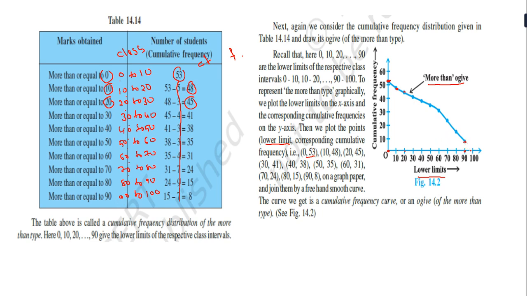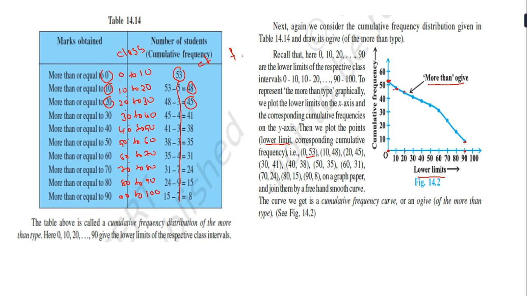Don't touch the graph to the x-axis. Now if you see the graph here, it should be downward. The more than ogive is always downward and the less than ogive is always upward. Here it is downward.